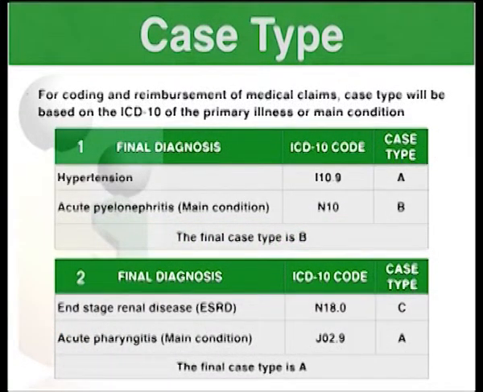For coding and reimbursement of medical claims, case type will be based on the ICD-10 of the primary illness or main condition. Primary illness is defined as the condition identified at the time of discharge as being the main reason for the patient's confinement. For Table 1, acute pyelonephritis is the primary illness at the time of discharge. Thus, the final case is type B. In Table 2, end-stage renal disease is the primary illness after discharge. Thus, the final case type is A.